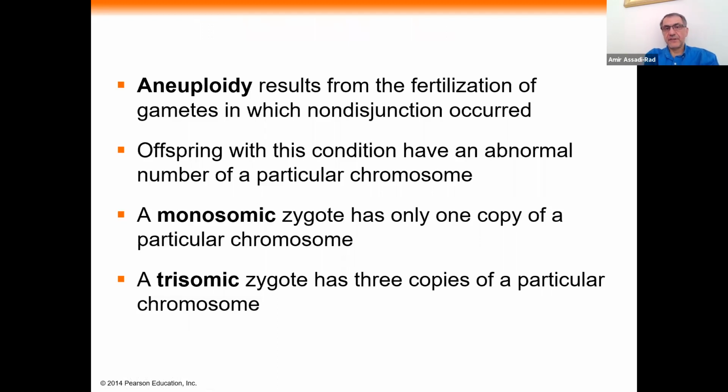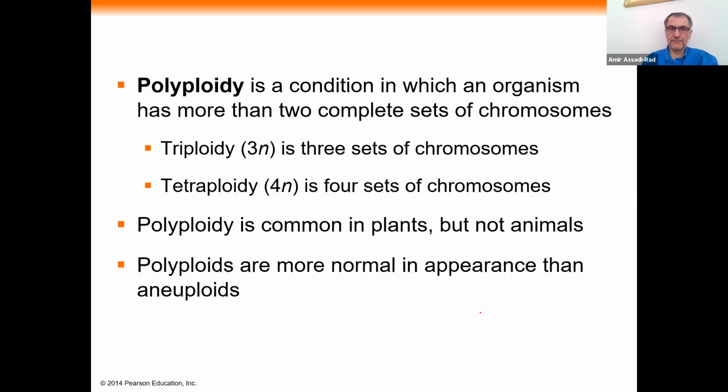Aneuploidy results from fertilization of gametes in which nondisjunction occurs. Offspring with this condition have an abnormal number of particular chromosomes. A monosomic zygote has only 1 copy of a particular chromosome, and a trisomic has 1 extra, 3 copies. So this would be 2n minus 1, and this would be 2n plus 1. And you all know what 2n means, a complete set of chromosomes. Trisomic is a zygote that has 3 copies of a particular chromosome.